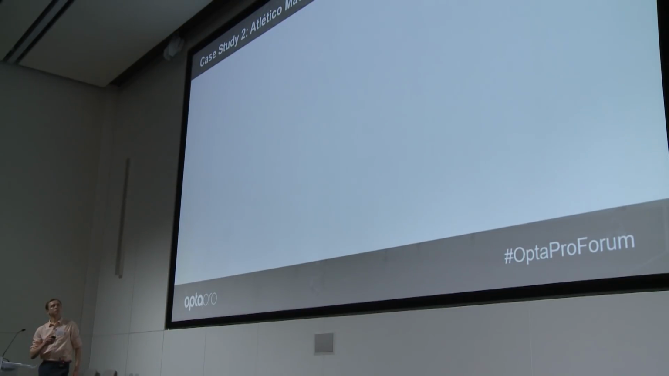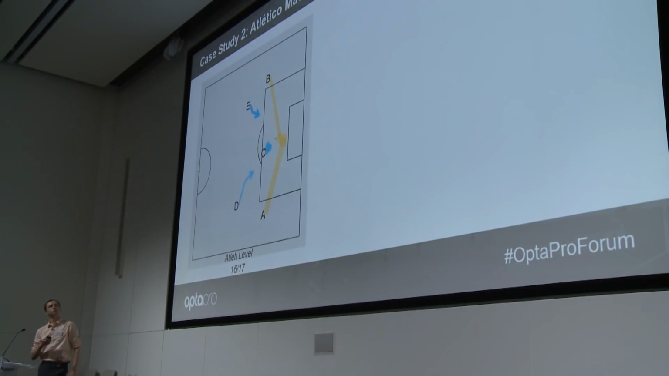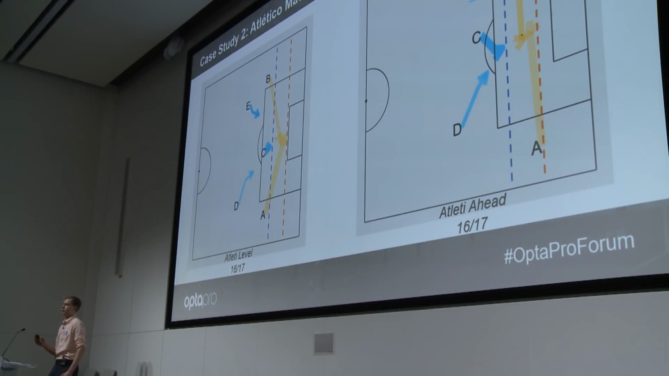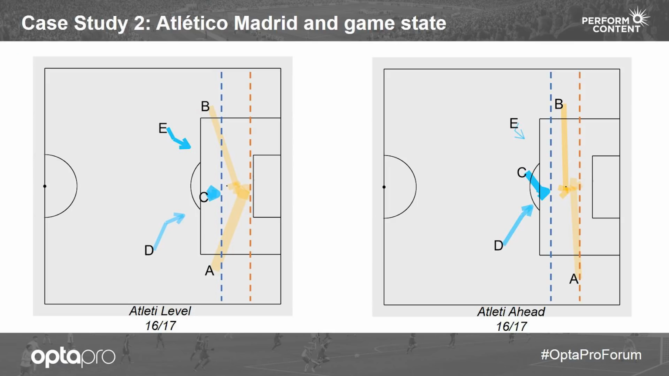So, going from Atlético level to Atlético ahead, we see firstly, almost all clusters are pushed back. That is a good sign. It means they are conceding shots from further out. Emphasising that is the fact there is no longer a full cluster found within the box.